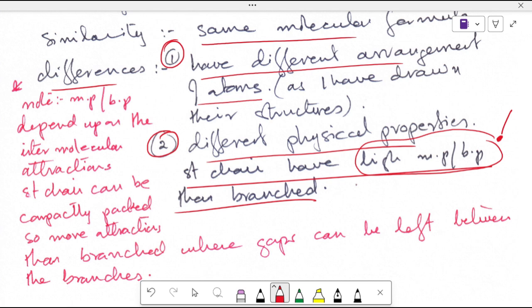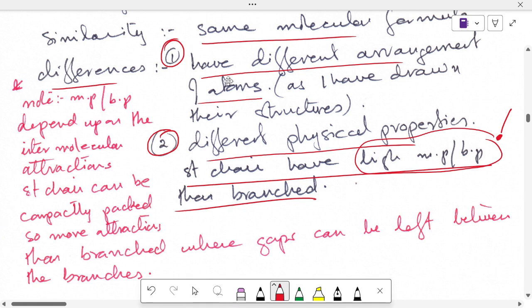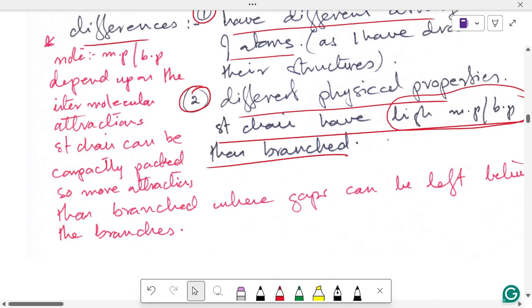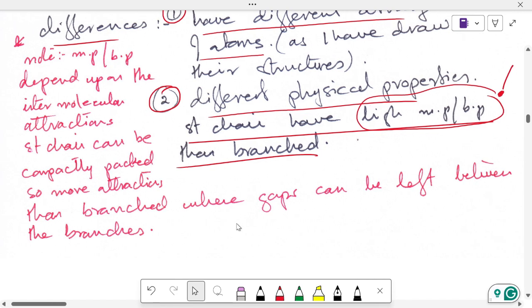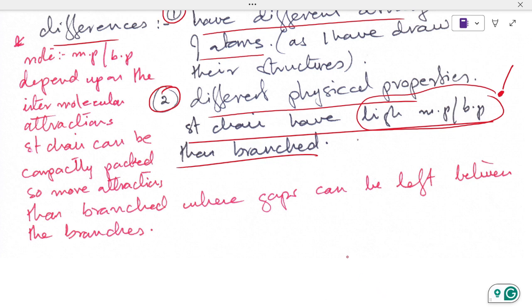The melting point and boiling point actually depend upon the intermolecular attractions. Straight chains can be compactly packed, like a bag of sticks on each other. So they have more points where they can join with each other, and so they can share more attractions. Whereas the branched ones cannot be compactly packed. There will be spaces left between, and so there will be less attraction.